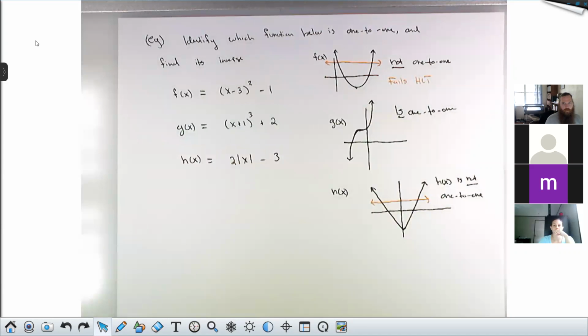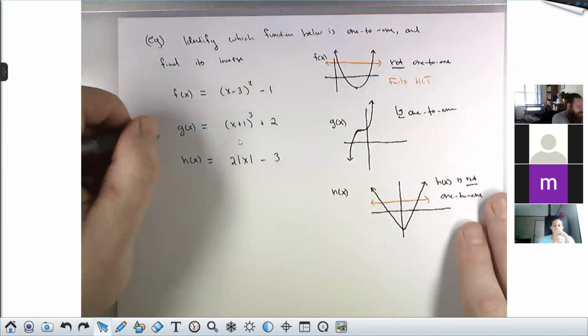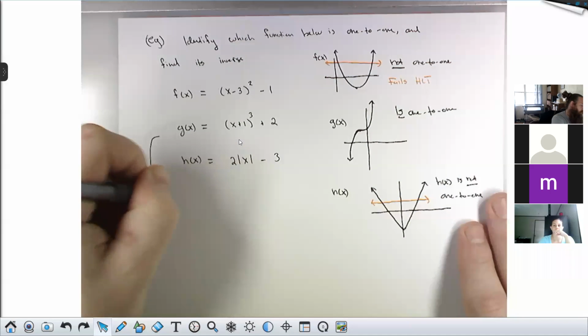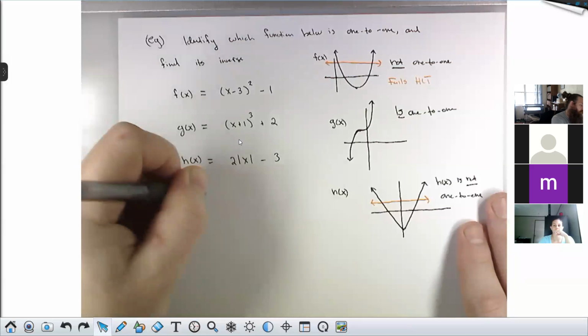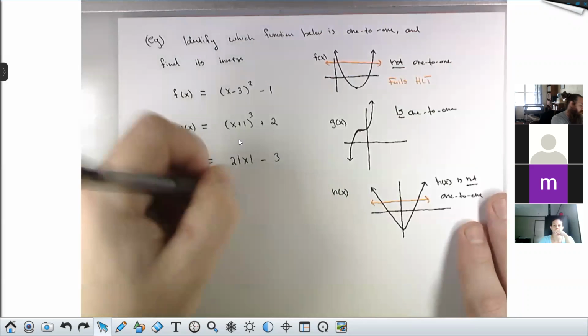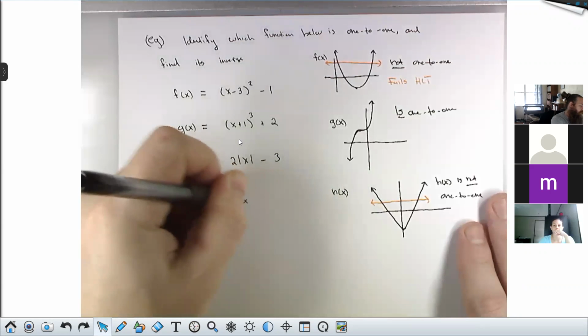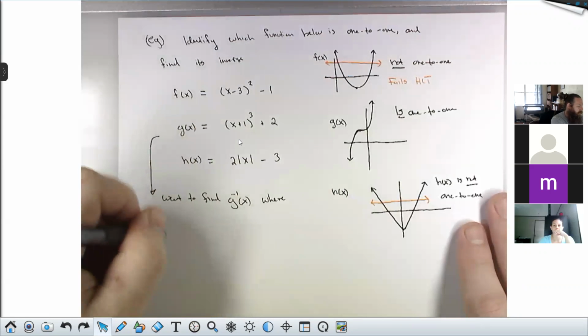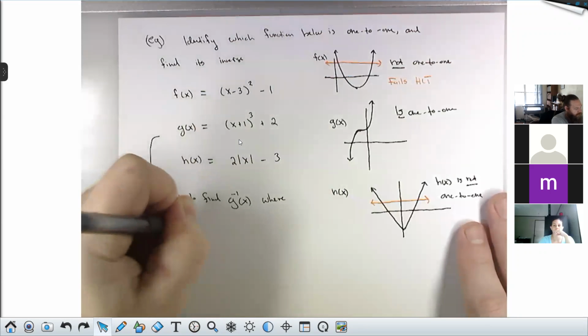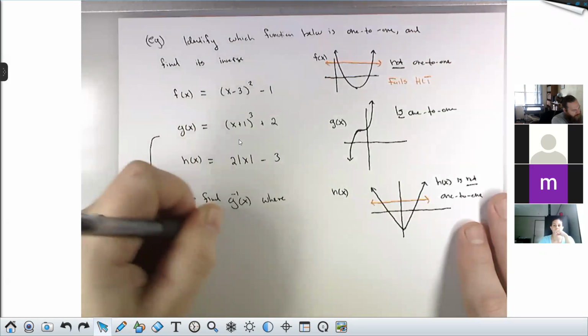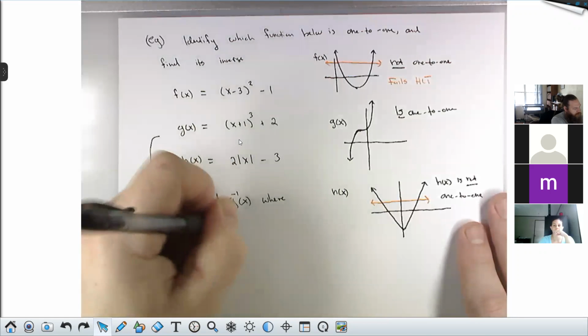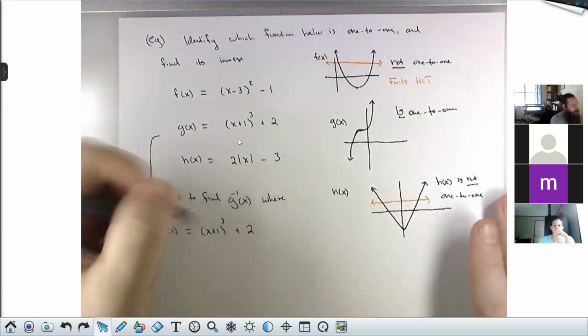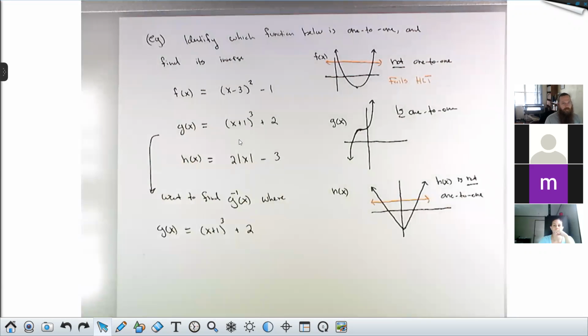And you see how useful that graphing calculator is, helping us just get a picture. So I want to find g inverse of x, where g of x is equal to x plus 1 quantity cubed plus 2. Do we remember the steps for this?